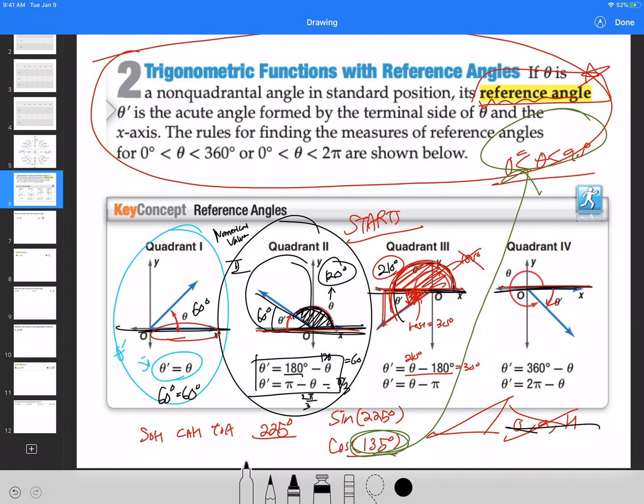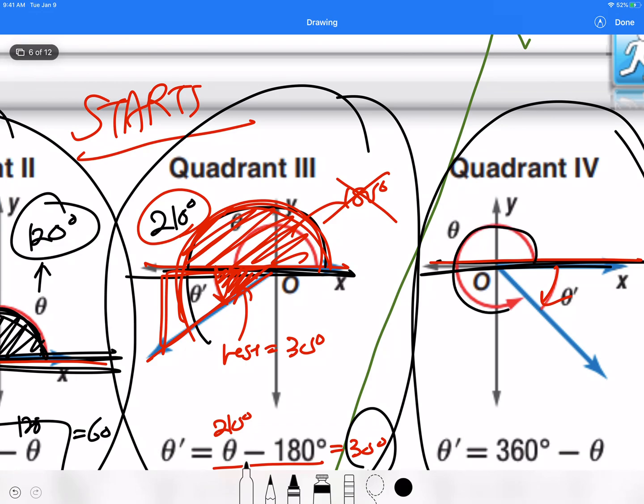But let's go back to here. So this one is 30 degrees, and that's your reference angle that you're going to be using to solve for any trig functions that you might have. Quadrant 4, remember that you're going to go all the way around like this, all the way around, and you end up somewhere in the 4th quadrant. That means the rest of the pie slice would be your reference angle.